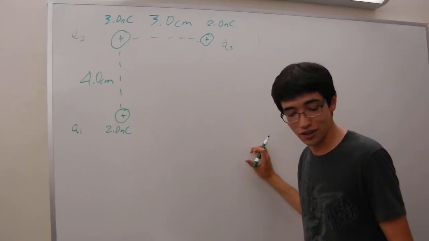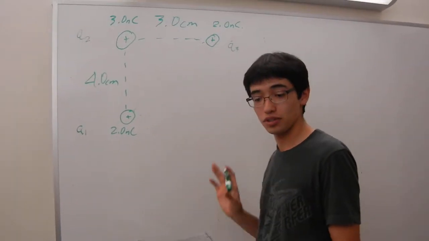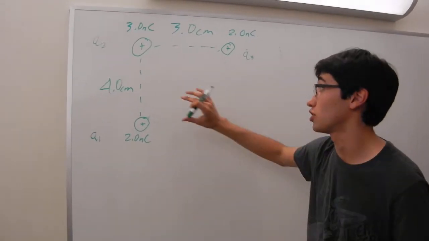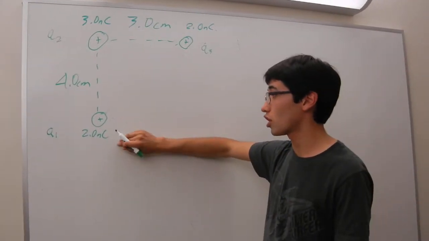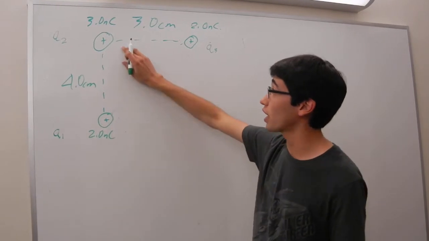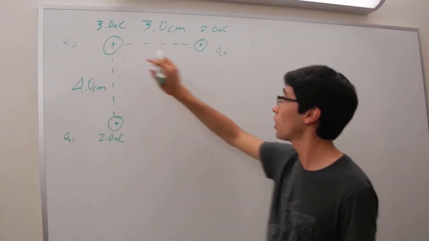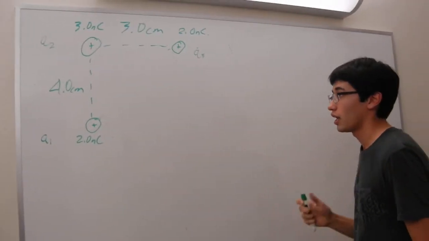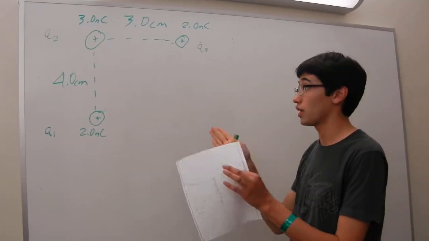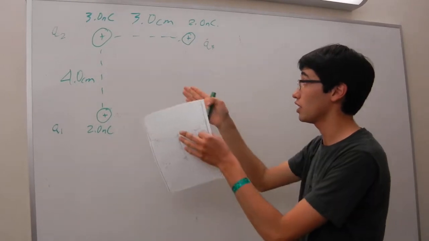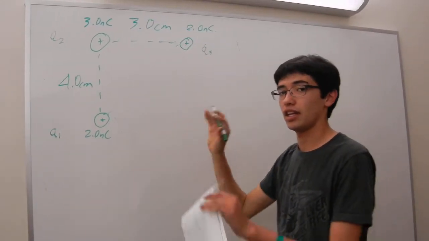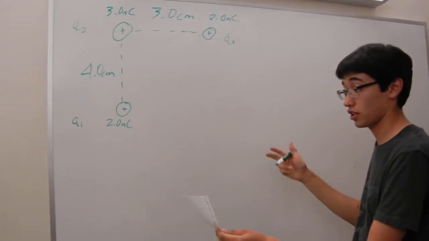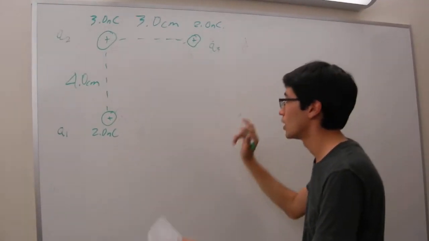Okay, so this is problem 29.7, where we're asked to find the electric potential energy of the group of charges here. A 2 nanocoulomb charge, we're calling charge 1, a 3 nanocoulomb charge, we're going to call it charge 2, and a 2 nanocoulomb charge, we're going to call it charge 3. Now we're going to use the equation to find the electric potential between each set of charges, and then add that together to find the total electric potential difference, or energy.